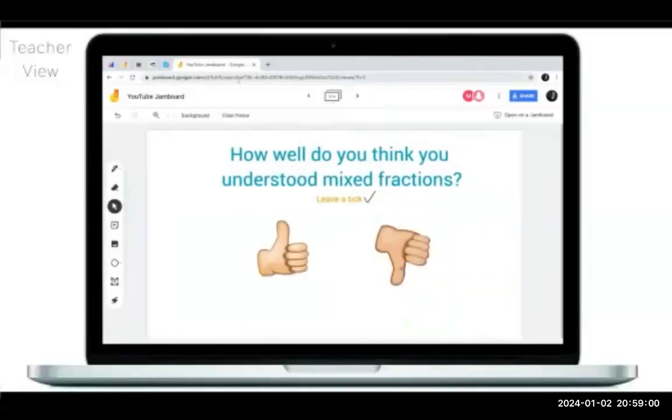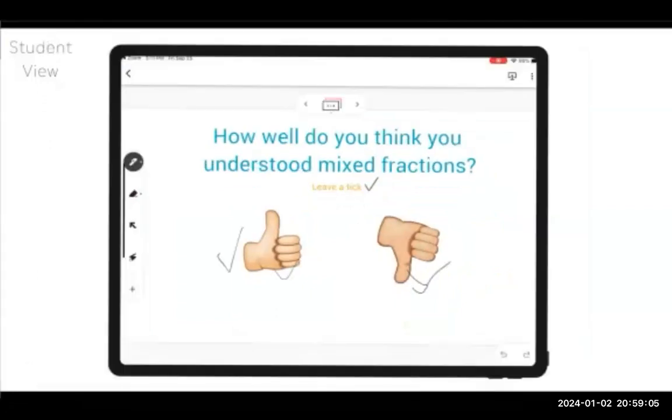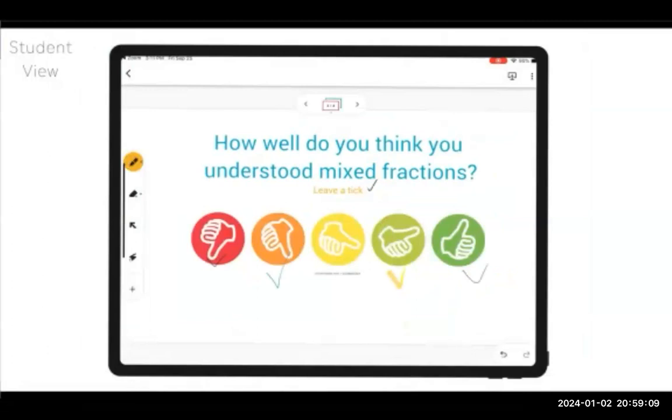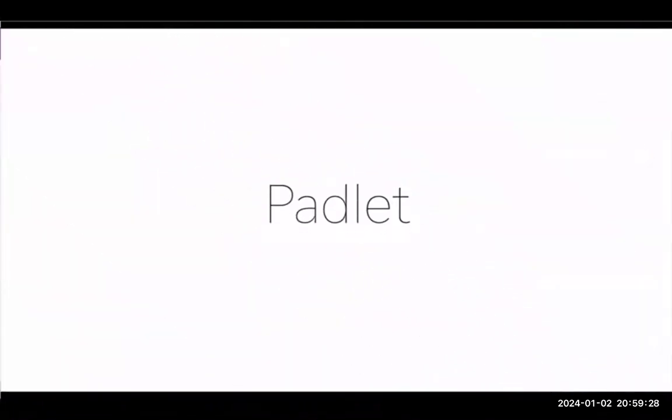Another way to use Jamboard is for an exit ticket. This is what I quickly created right here. We have a question: how well do you think you understood mixed fractions? Students simply leave a tick next to either thumbs up or thumbs down, and this will give you an understanding of whether or not your students got the concept. Is it engaging? I think it is. It's responsive and gets you real-time data. Students are engaged, they're participating, they're actively doing something and not just listening to your lectures.